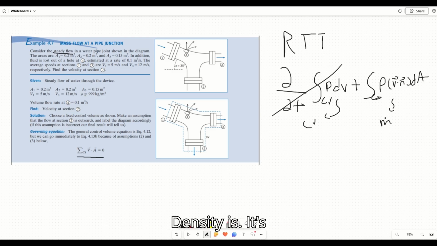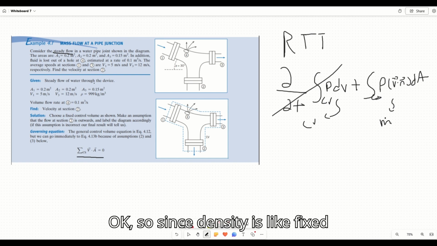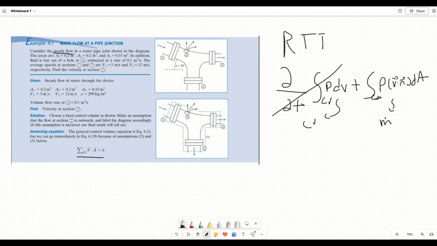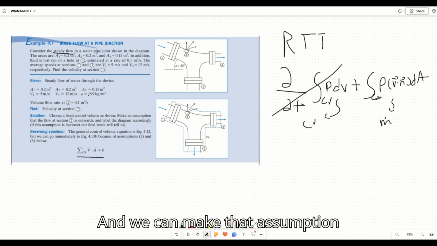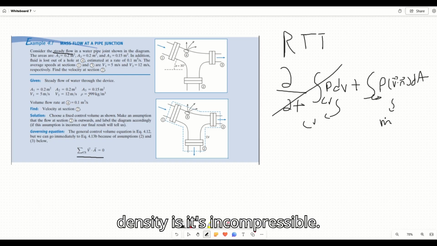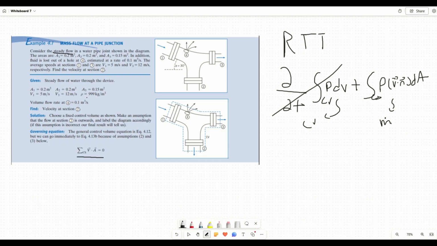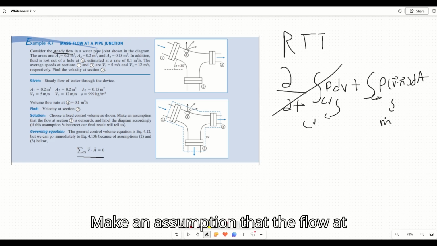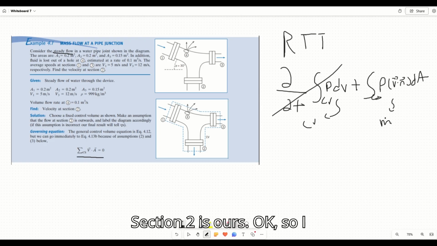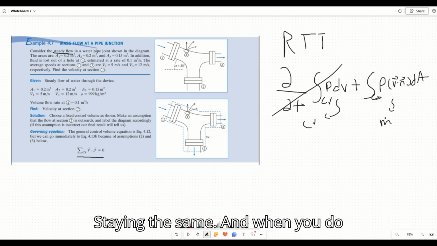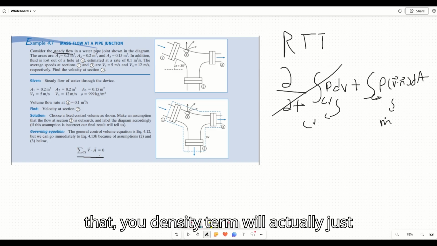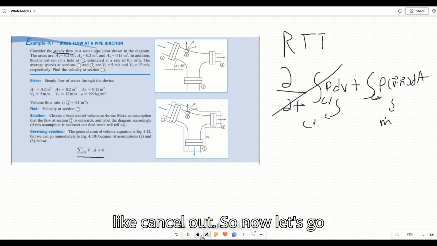Since density is fixed at every point, I think we can make that assumption. Density is incompressible. Make an assumption that the flow at section 2 is outwards. Okay, so I guess we can take density as staying the same, and when you do that, your density term will actually just cancel out. So now let's go ahead and solve this problem.